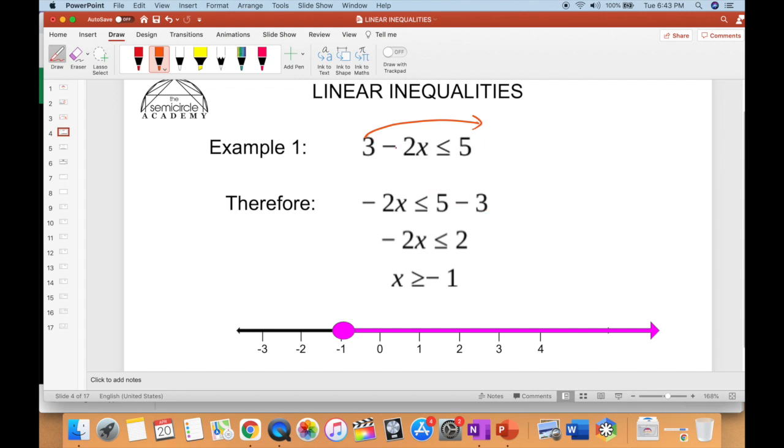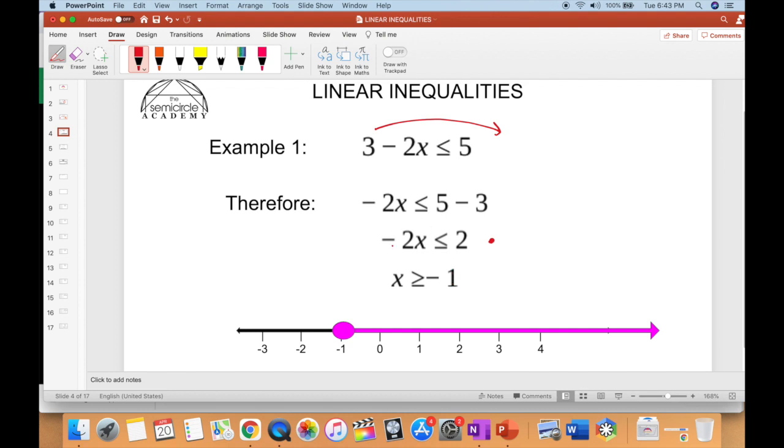Remember, when we transpose, when we throw across the 3, what we are actually doing is minusing 3 from both sides. And addition and subtraction doesn't affect the sign. So transposing this 3 is not a problem. So now we have negative 2x is greater than or equal to 5 minus 3. Negative 2x is greater than or equal to 2. And I think everybody would have reached here with no problem.